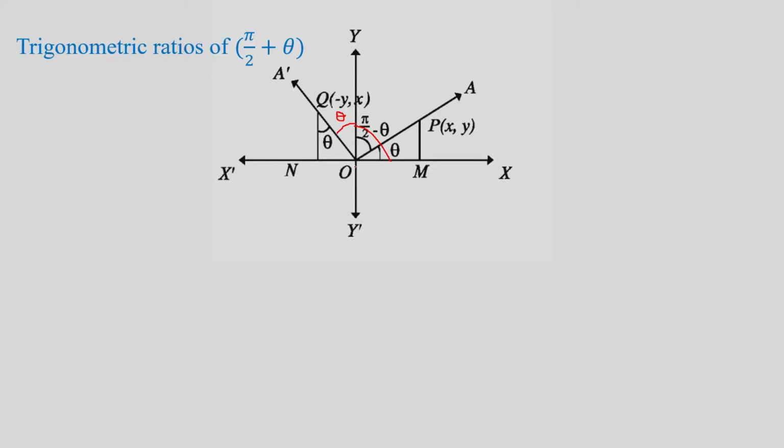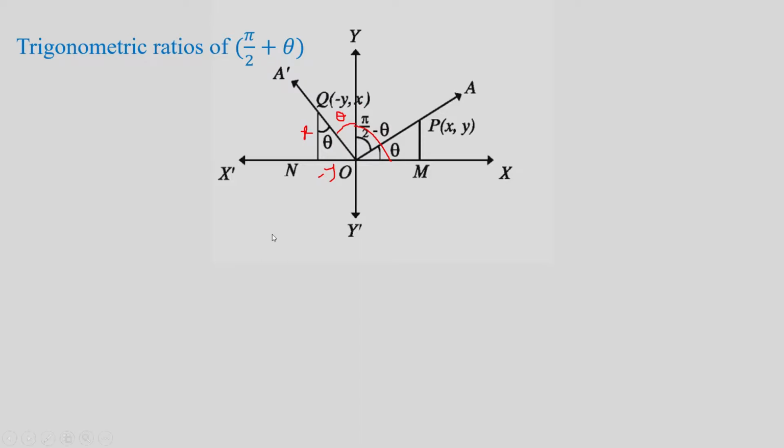From this triangle OPM we get OM is equal to X. Therefore here QN will be X. And here PM is equal to Y, so ON is equal to Y, will be minus Y because in negative direction. Therefore coordinate of Q will be minus Y, X.